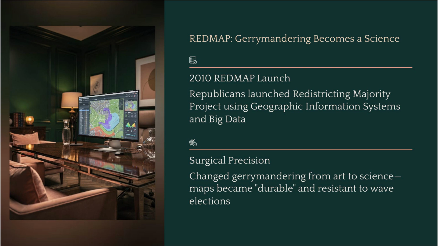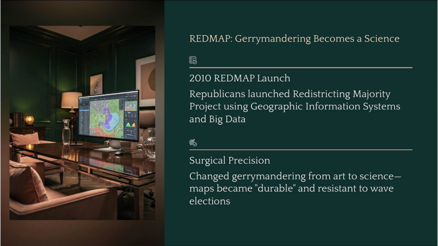They realized that if they won state legislatures in the 2010 census year, they could control the maps for the next decade. But it wasn't just strategy, it was technology. They used Geographic Information Systems, GIS, and big data. Before, mapmakers used Sharpies and best guesses.